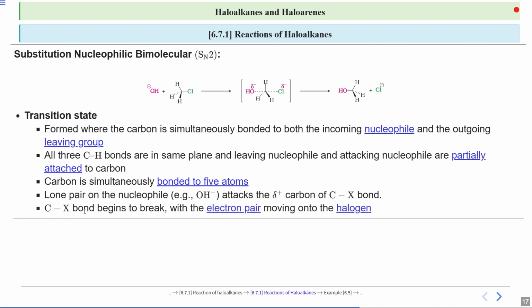The carbon-halogen bond begins to break with the electron pair moving onto the halogen, because the halogen is electronegative. So the halogen will start to break the bond with the carbon. The carbon-halogen bond begins to break with the electron pair going towards the halogen.